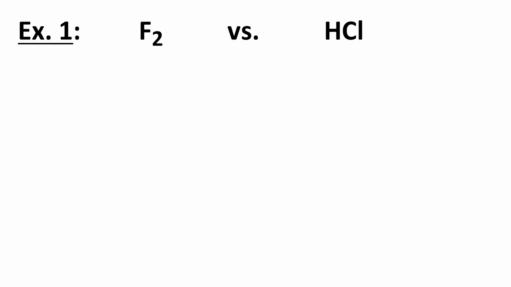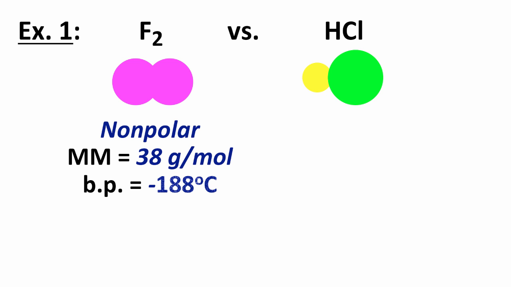So let's take a look at these intermolecular forces, starting with example 1, which is a comparison of fluorine, F2, with hydrogen chloride, HCl. And here are representations of molecules of F2 and HCl. F2 is a nonpolar molecule, two fluorine atoms bonded together. It has a molar mass of about 38 grams per mole, and its boiling point is negative 188 degrees Celsius, pretty low.